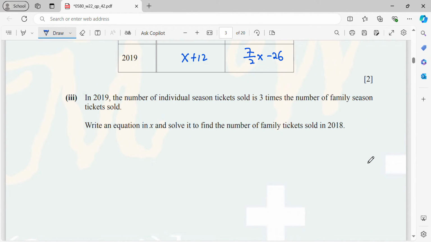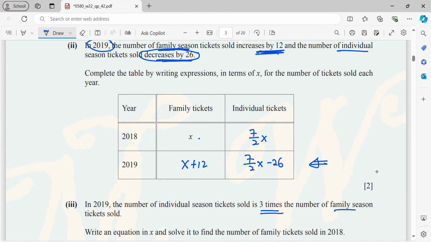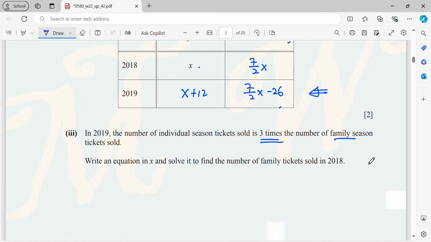Now part 3. In 2019, the number of individual season tickets sold is 3 times the number of family season tickets sold. Okay, so refer to this table. 2019 individual tickets sold is 7 over 2x minus 26. So I will write 7 over 2x minus 26 equals 3 times, right? 3 times the family tickets sold. So family ticket is x plus 12.